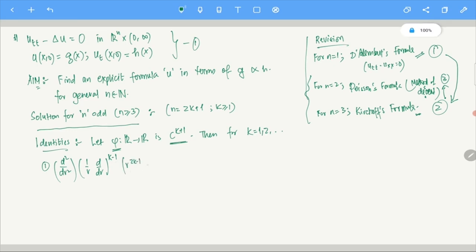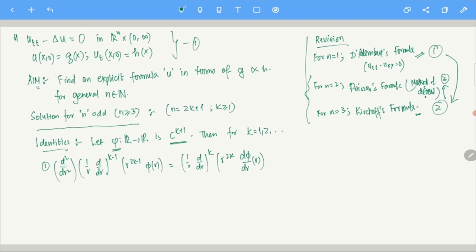It is not like it is coming from heavens. When we do the calculations, you will see that we need this sort of thing. That is why we are doing it beforehand, so as to avoid any complication during our endeavor. Okay, so here is the formula, let me write it down: del phi del r acting at r. Clear? So essentially what I am saying is, you have r^{2k-1} times phi of r, and you take the action of 1/r del/del r, k-1 times.